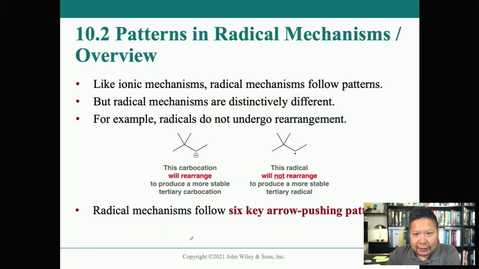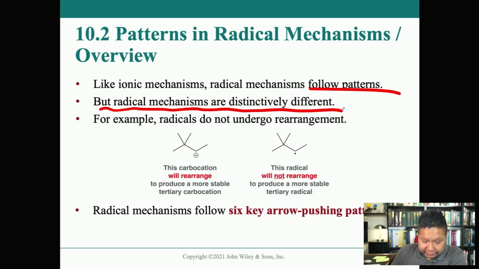I know I'm going through this pretty fast, but the radical chemistry is very similar to the electron pair chemistry. So a lot of this should be reminding you, and should be review of the things we've already talked about in normal electron pair chemistry. So, like ionic mechanisms, radicals also follow patterns. But radical mechanisms are distinctly different. This is where they start to diverge, and the reason is the arrows that go away from each other, meaning break a bond, and arrows coming towards each other with single barbs, meaning forming a bond.